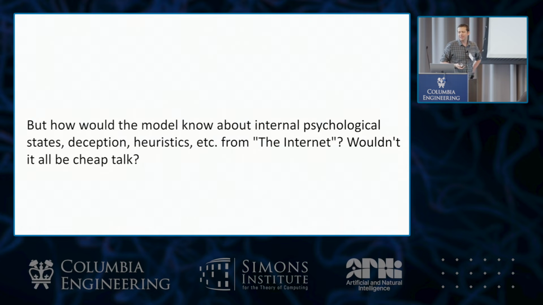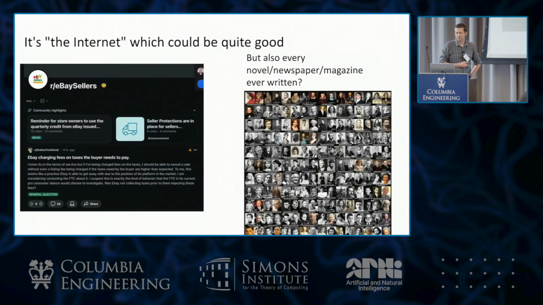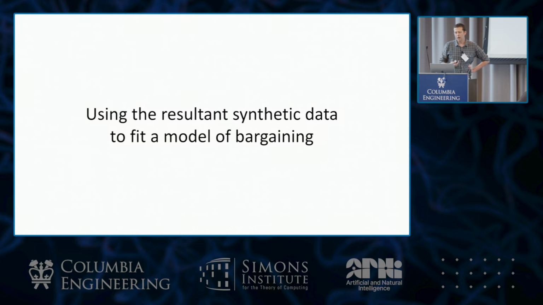So, you might say, well, how does it know so many of these things from the internet? Wouldn't it all be sort of cheap talk? And this is the typical economist critique that, hey, this is all just stated preference, not revealed preference. But it's almost certainly trained on a whole bunch of discussion about how you bargain over things, and lots of different sources that have discussion about internal psychological states.